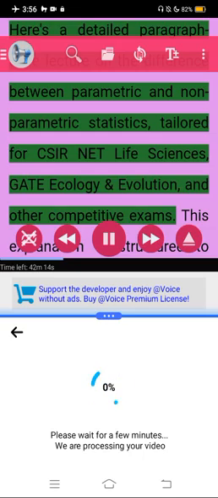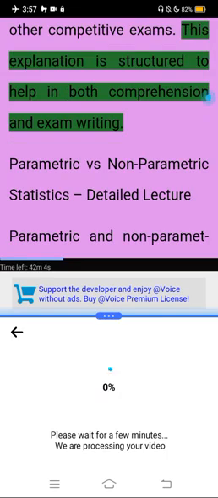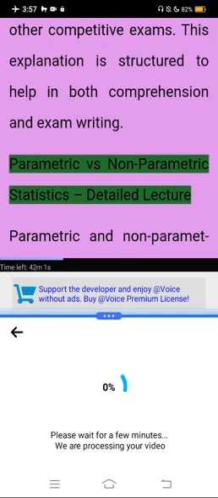Here's a detailed paragraph-style lecture on the difference between parametric and non-parametric statistics, tailored for CSIR NET Life Sciences, GATE Ecology and Evolution, and other competitive exams. This explanation is structured to help in both comprehension and exam writing. Parametric versus non-parametric statistics, detailed lecture.